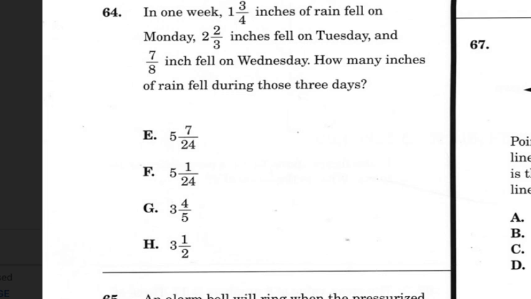do your studying. Okay, so in 64, in 1 week, 1 3/4 inches of rain fell on Monday, 2 2/3 inches fell on Tuesday, and 7/8 of an inch fell on Wednesday. How many inches of rain fell during those 3 days? So give yourself a few seconds to figure that out. If you're not watching this live, you can catch it on the replay, and you can stop the video if you want.